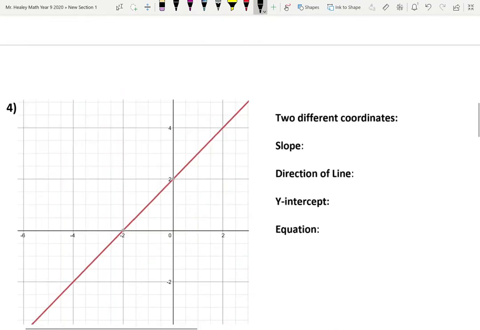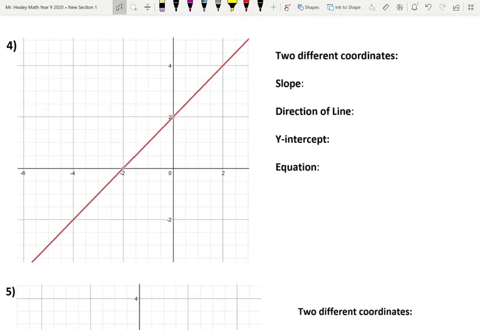Let's look at example 4. In example 4, we need to choose two coordinates. Try new ones down here. Well, one coordinate we have is (-4, -2), and another coordinate here, (2, 4).